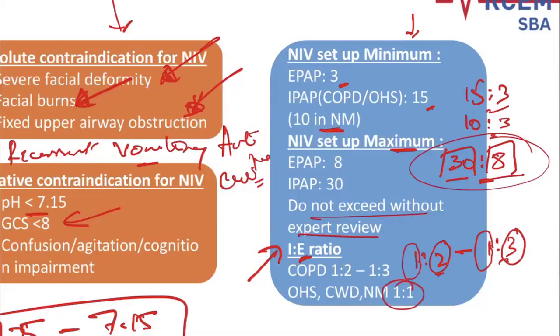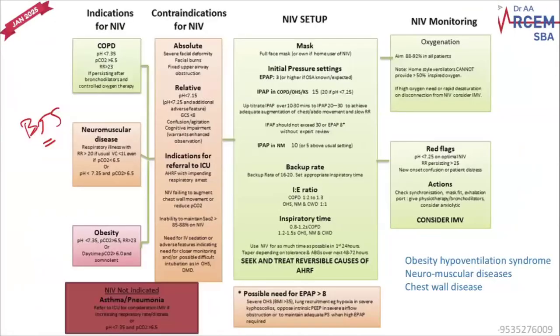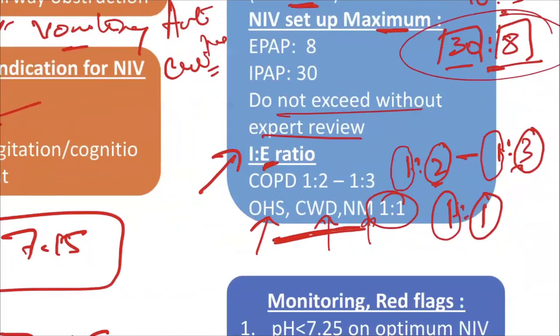This can be reduced to 1:1. 1 second you're inspiring, 1 second you are expiring, in other disorders like chest wall diseases or neuromuscular diseases or obstructive airway diseases. In those conditions, you can go for a 1:1 ratio.